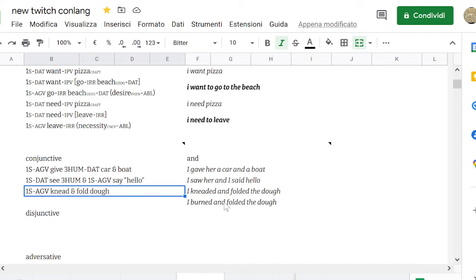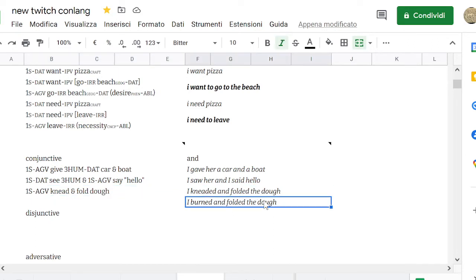And what you would need to do is specify, if it's the latter case where I am catching on fire and also unrelatedly folding the dough, there would be a way to distinguish that. In the one case, both verbs are being done to the dough, and in the other case, they are not. So you're not sharing a patient. Instead, you are having two unrelated sentences. One way that could be done is to repeat the subject. So I could say, I burned and I folded the dough.